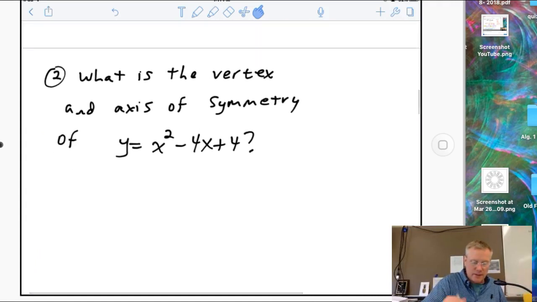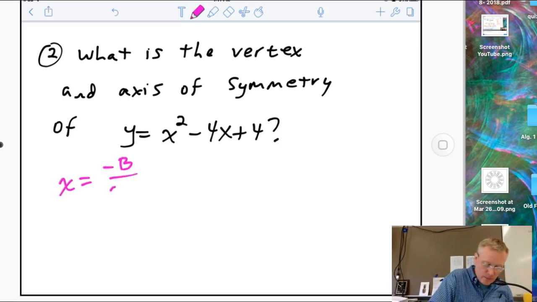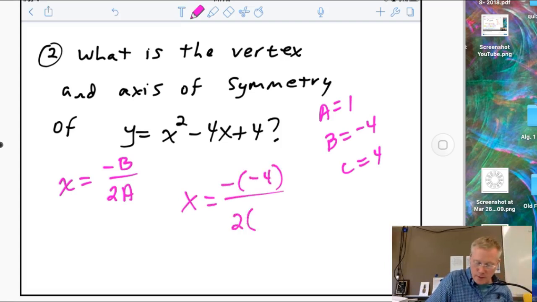What's the vertex and axis of symmetry of the equation y equals x squared minus 4x plus 4? Okay, so there's a vertex formula. You should hopefully have it on your formula sheets by now. X equals negative b over 2a. We've been doing this for weeks now. A is 1, B is negative 4, C would be 4, which you don't actually use for this, but that's okay. So x equals negative b will be negative negative 4 over 2 times a is 1, which gives me positive 4 over 2, so x is 2.